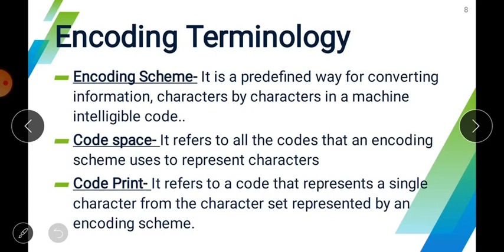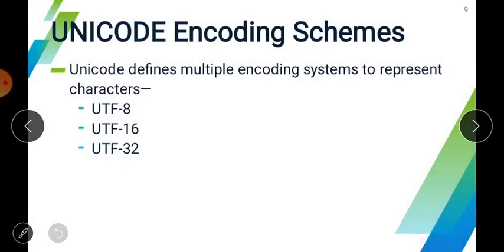Now the next is code point. It refers to a code that represents a single character from the character set represented by a coding scheme. Simply, a single code through which you can represent a single character in an encoding scheme is called the code point. Now you have many encoding schemes in Unicode. Mainly three are given, that is UTF-8, UTF-16 and UTF-32.